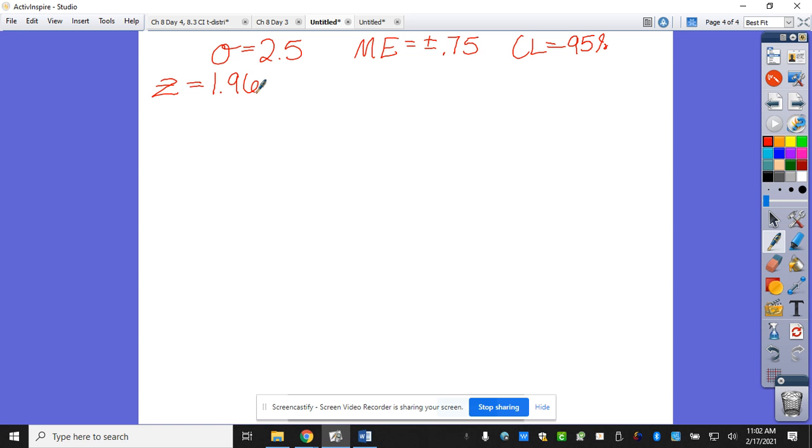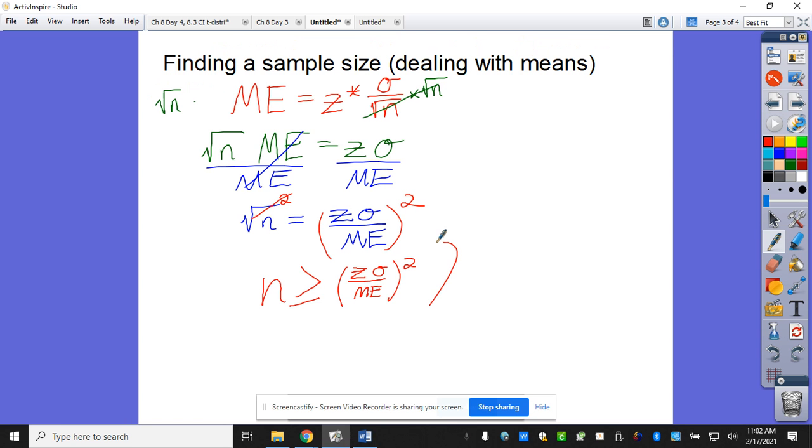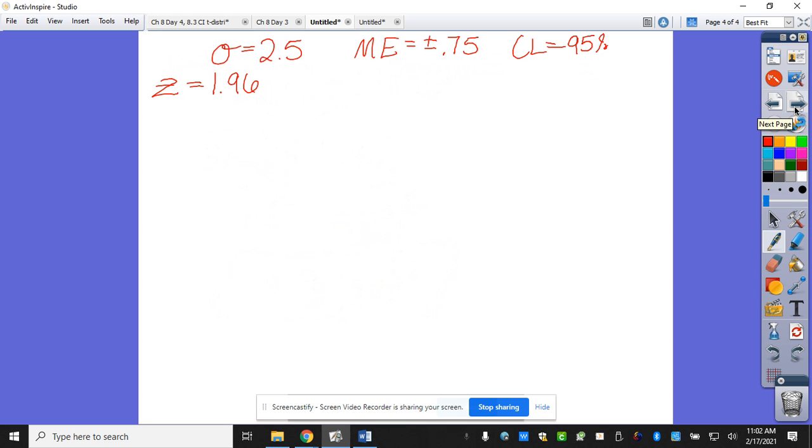So now I'm just setting up my equation, and you can choose to do this either way. Some of you are going to memorize this, especially if you're like, I'm going to mess up algebra on the test or the quiz. I'm just going to go ahead and memorize that, and that's totally fine. I'm going to show you not. So I'm going to go back to where we started. Margin of error equals Z times sigma over square root of n. My margin of error is 0.75. My Z is 1.96. My sigma is 2.5. And square root of n is what I'm solving for.